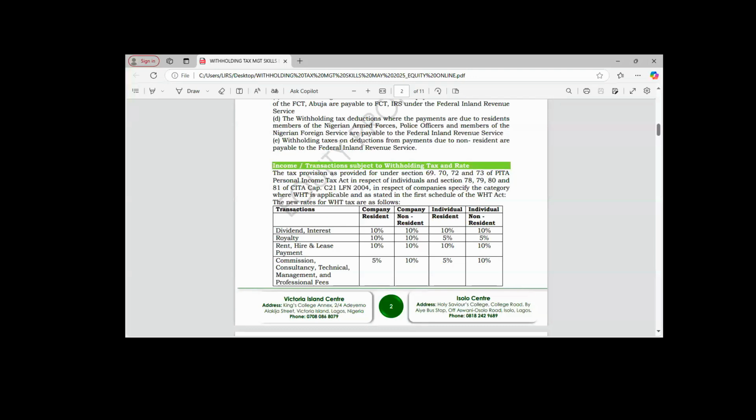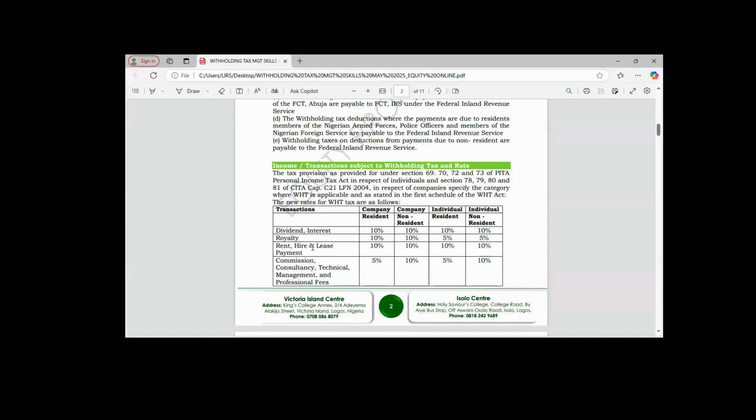Then the rates. So we have the transactions. We have company, resident company and non-resident; we have individual, resident individual and non-resident. Where the transaction is dividend and interest, we have all the taxpayers at the rate of 10%, which is the same as what you had initially. For royalty, we have 10% and 5% for individual, whether resident or non-resident.